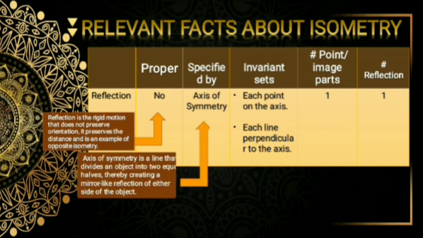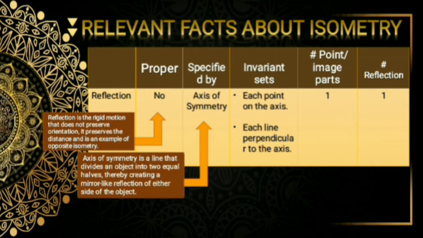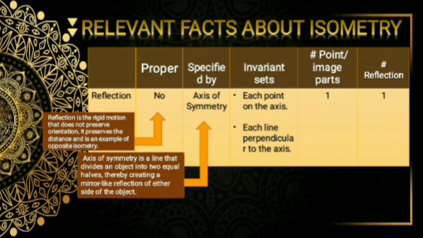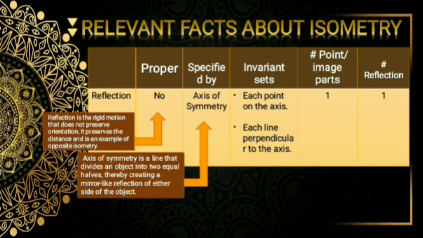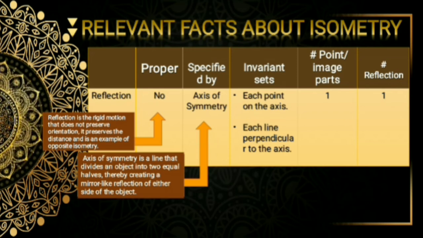It is because the axis of symmetry is a line that divides an object into 2 equal halves, thereby creating a mirror-like reflection of either side of the object. The word symmetry implies balance. Symmetry can be applied to various contexts and situations.